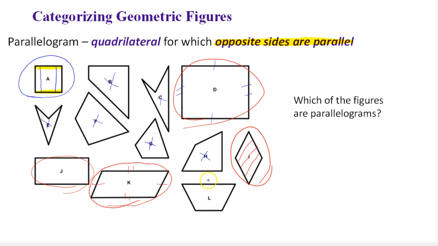Now, these two sides are parallel, but these two sides are not. So this is not a parallelogram. So we have A, D, I, J, and K are parallelograms.